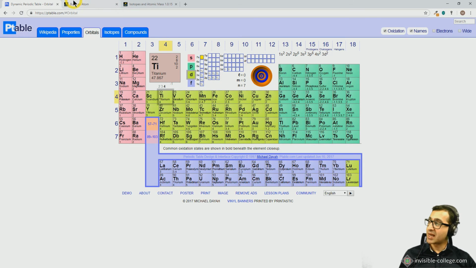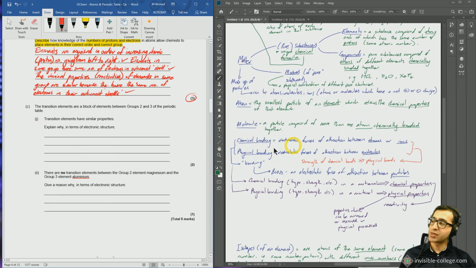decomplexify this and give it in terms of GCSE language now. So to answer this question, again, think about what I've been saying to you about chemical properties being based upon chemical bonding.